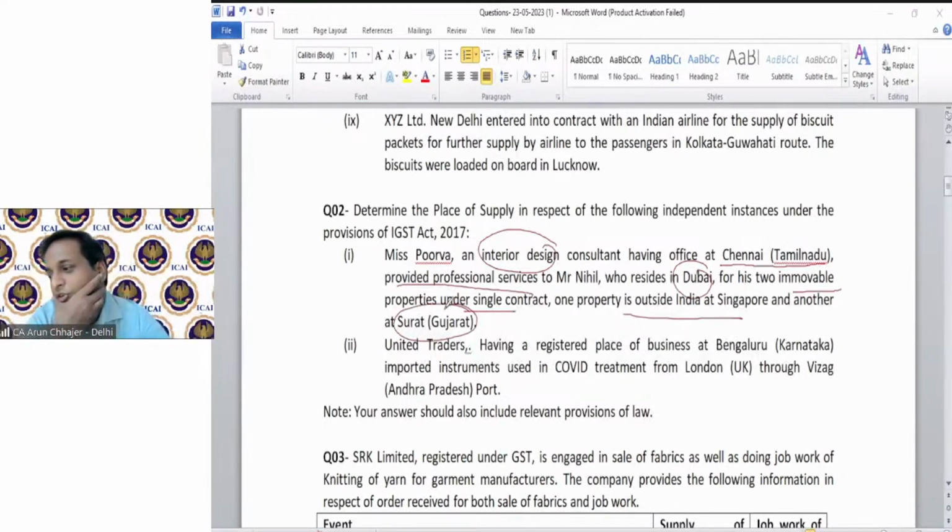Okay. So now Mr. Mujib has given the answer that it would be on a proportionate basis. It can be on the basis of the area; I will apportion the contract. Is it? So you mean to say, Mujib, that this particular transaction will have two places of supply, one is Singapore and one is Surat? Let me see the other answers.